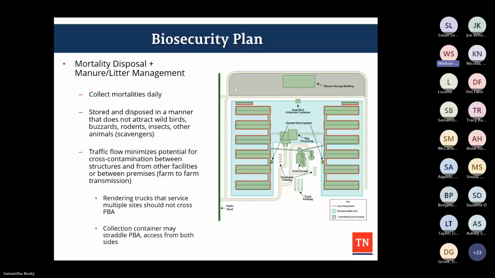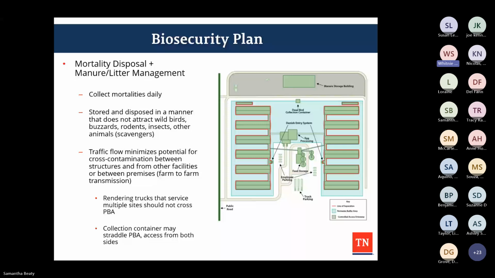Additionally, traffic flow that minimizes the potential for cross-contamination between different structures or other facilities. So identifying on a map how those mortalities are collected and then stored. So ideally, you would want to go into a single barn, collect mortalities, and then go straight to where you store those rather than going from barn to barn to barn, because again, you could potentially be contaminating all of your barns with something that's only going on in one of them. And again, that may not be your everyday practice, but in an enhanced biosecurity plan, this is the type of thing we'd be looking for.